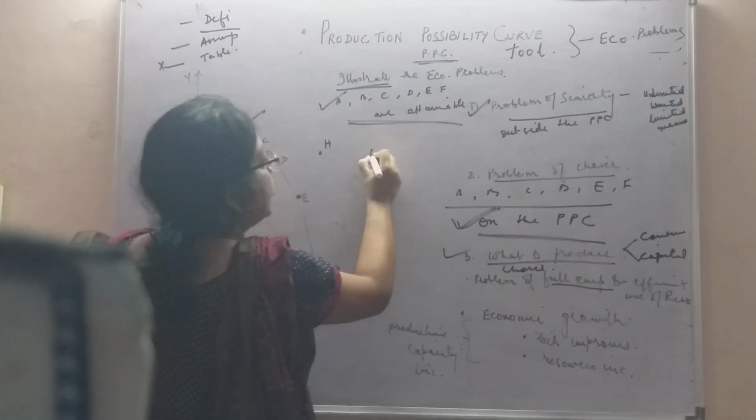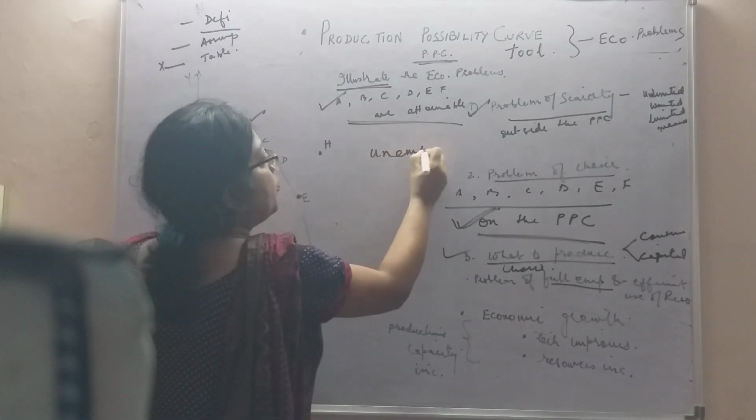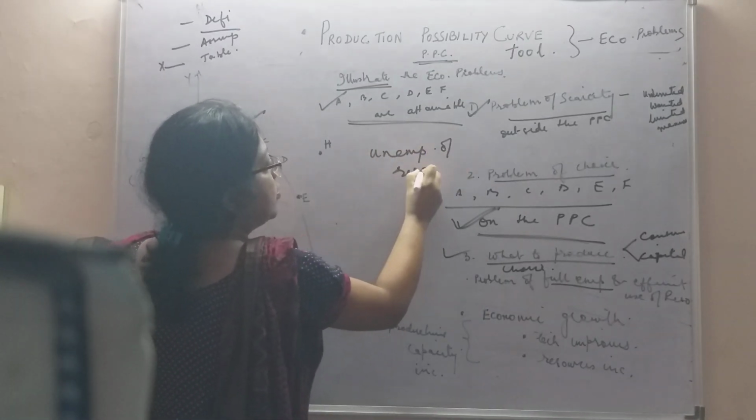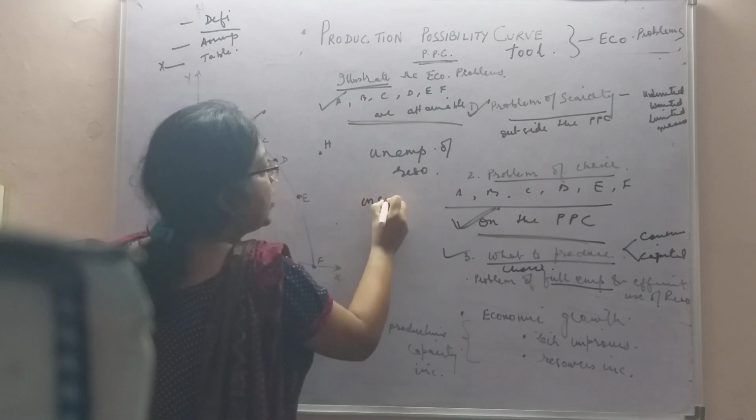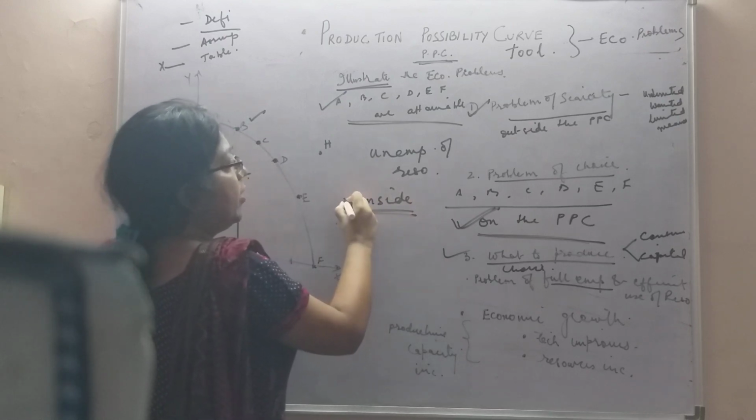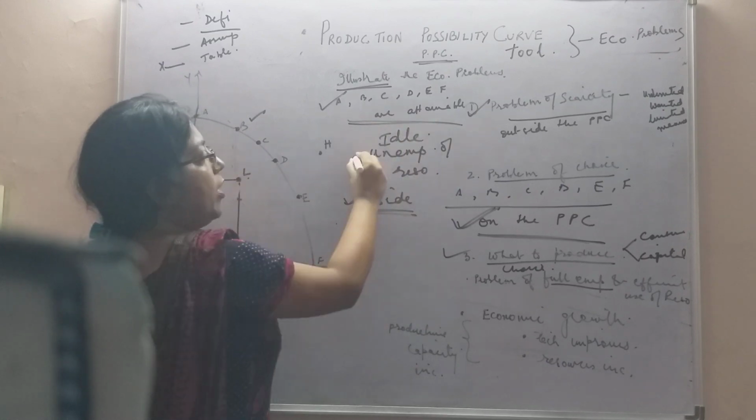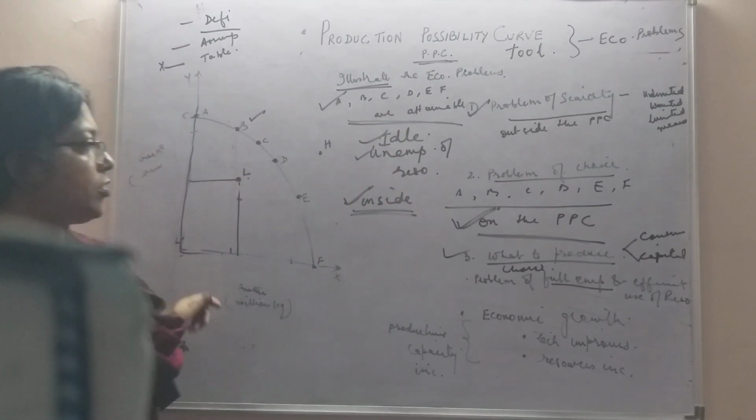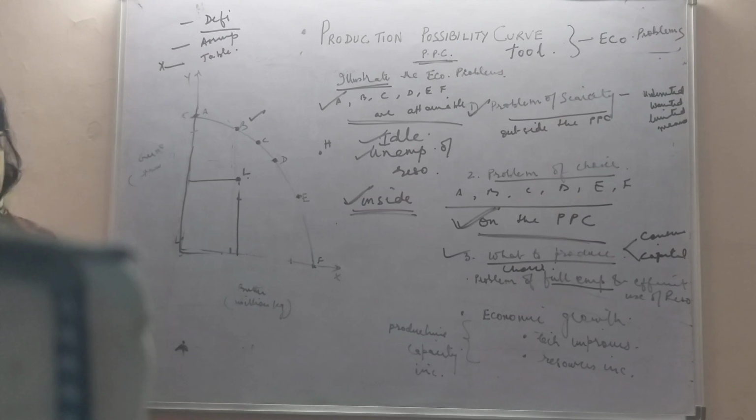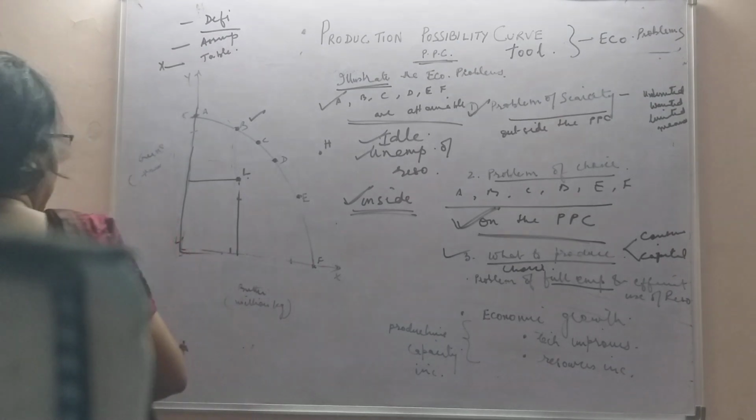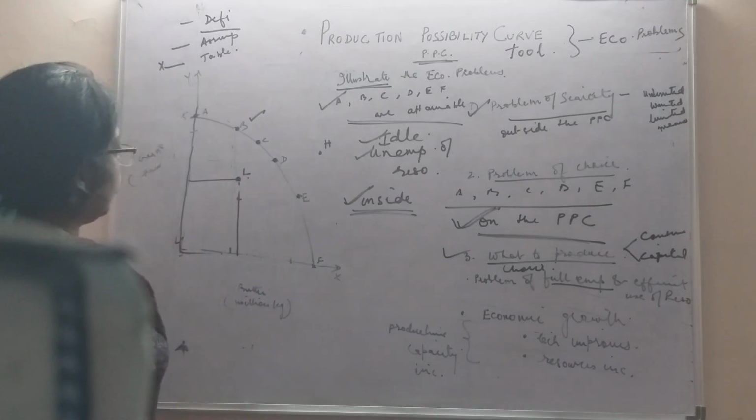So what does unemployment indicate? Unemployment of resources? Any point inside the PPC. It indicates idle resources or unemployment of resources. So the keywords are clear to you, children. Now come to the last point, and that is economic growth.